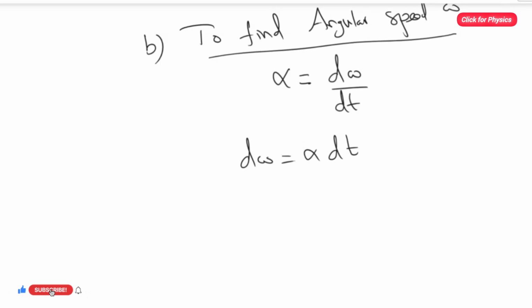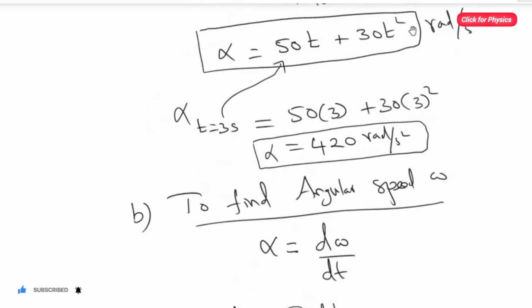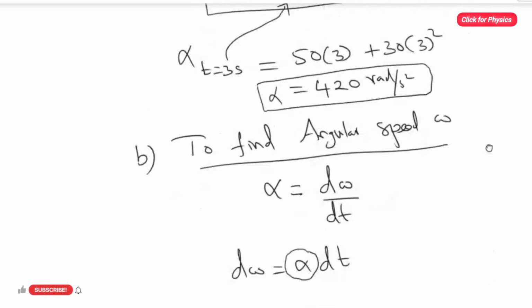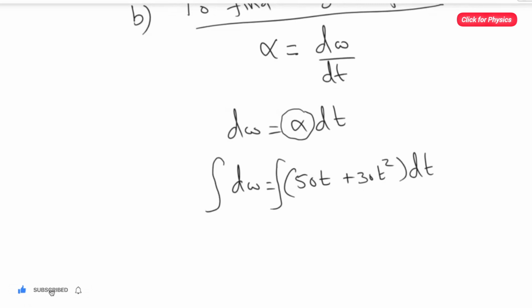Now, I'm going to integrate. So the equation for alpha is already found here as 50t plus 30t squared. So in place of alpha, I have to substitute this one. So d omega is equal to 50t plus 30t square multiplied by dt. If you want to find the angular speed, we have to integrate both the left hand side and right hand side. When you integrate d omega, we will get angular speed omega.